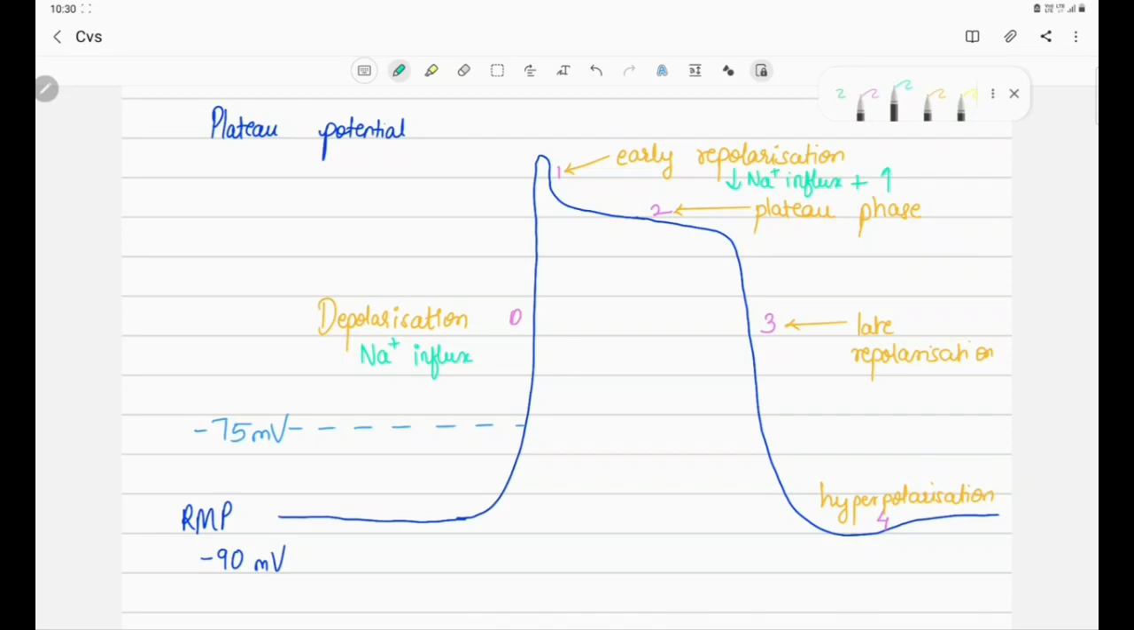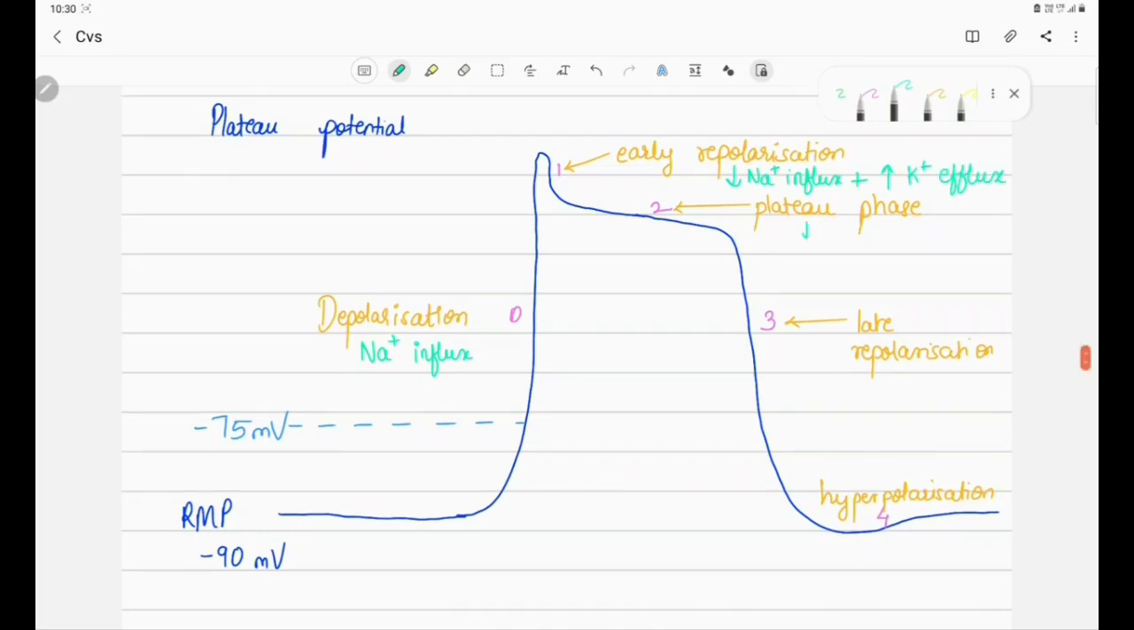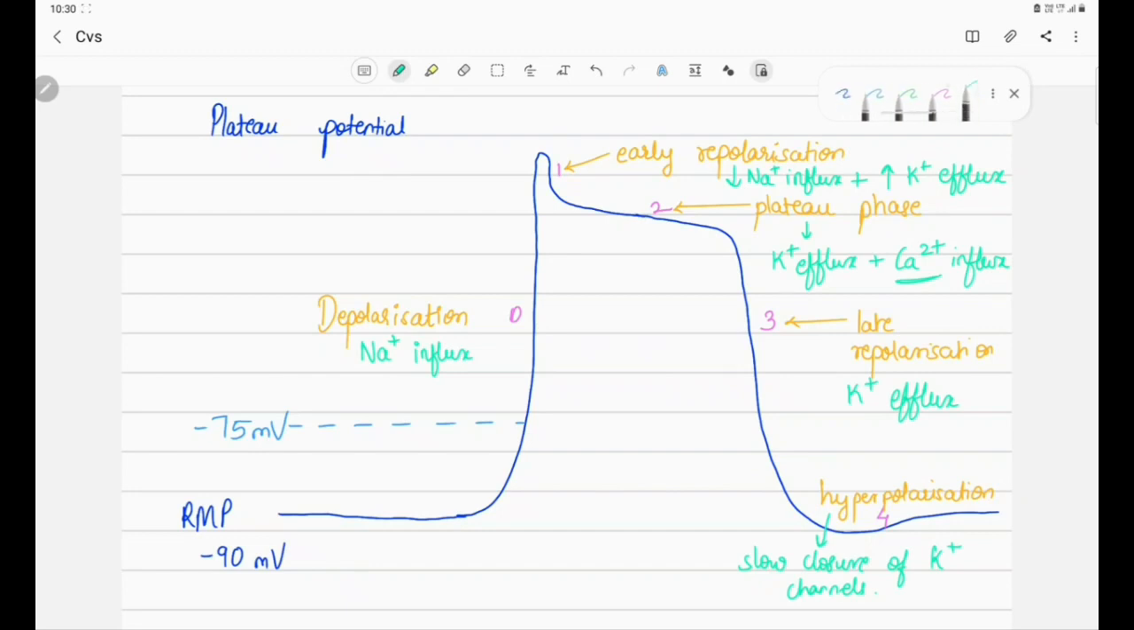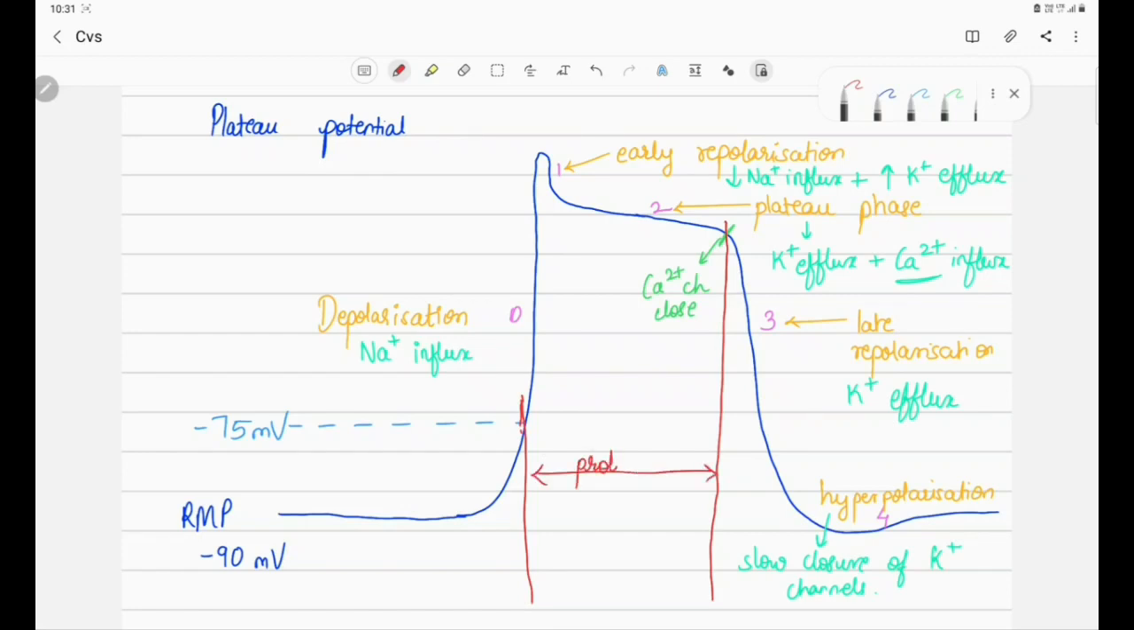Early repolarization is caused by decreased sodium influx and increased potassium efflux. The plateau phase is caused by potassium efflux but calcium influx. Late repolarization is by potassium efflux and hyperpolarization is by slow closure of these potassium channels. And here at the end of the second phase there is closure of the calcium channels. So if you see from the firing level till the end of the second phase, this is your absolute refractory period, and this is prolonged.